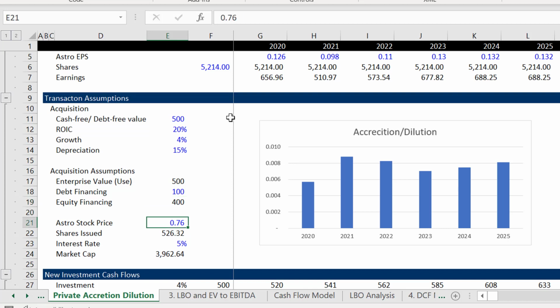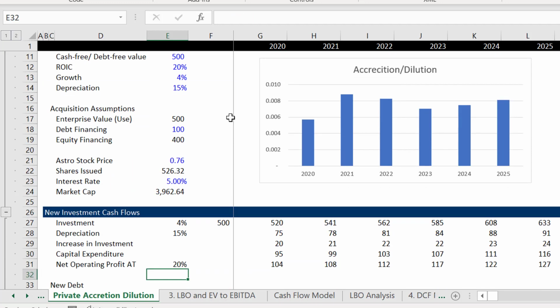And if we issued 400 of equity, we have to indirectly or directly issue some new shares for that. So we take that 400, multiply it by our exchange rate, and then we also put in an interest rate. I got the market capitalization for the existing company. That was less important, okay? So we work on some transaction assumptions. This is a private company, not a listed company.